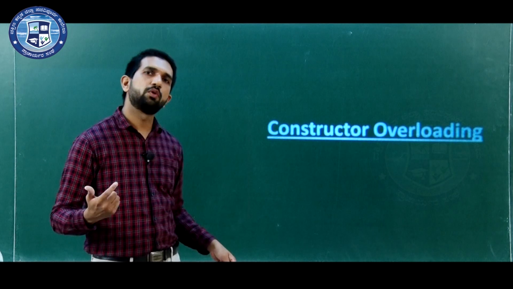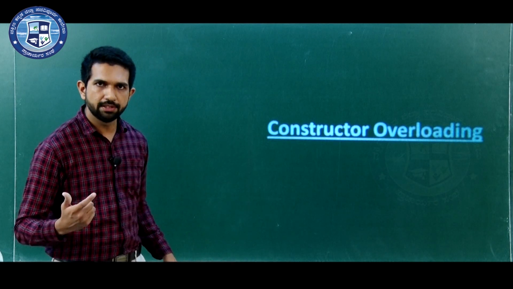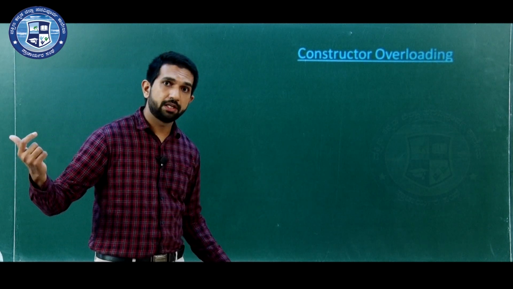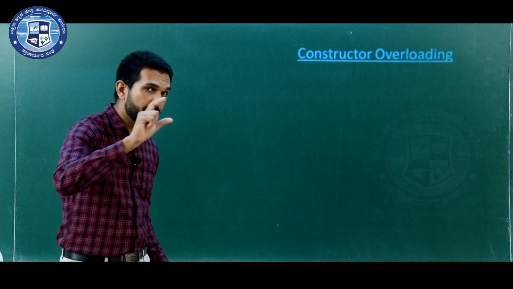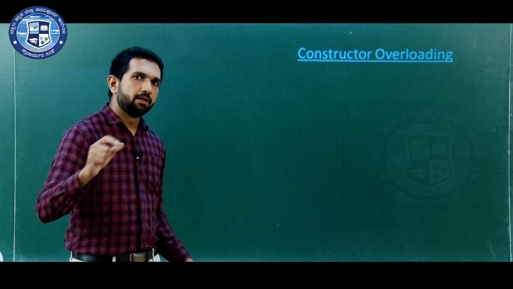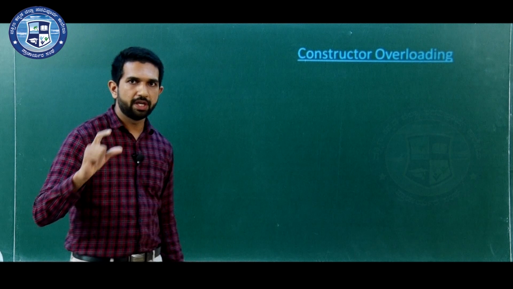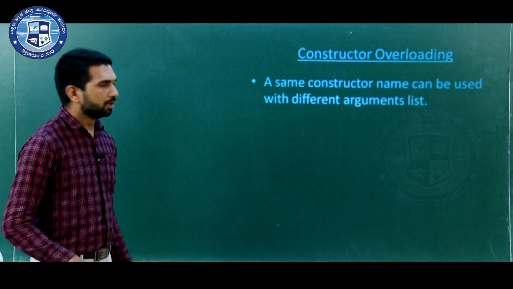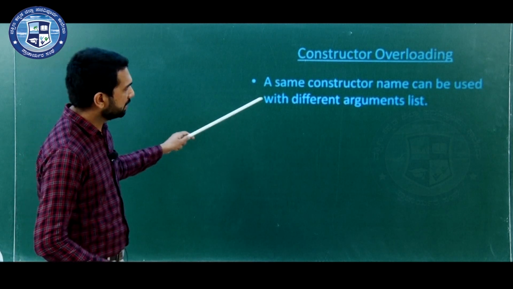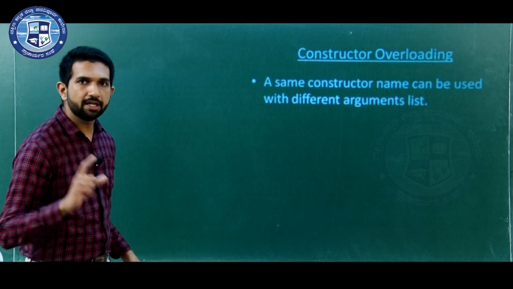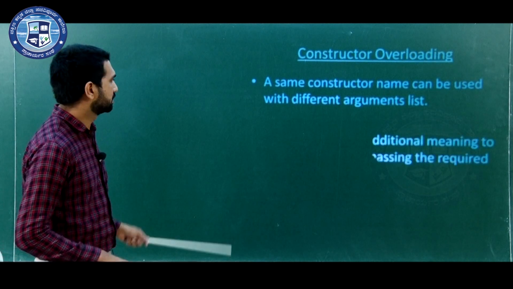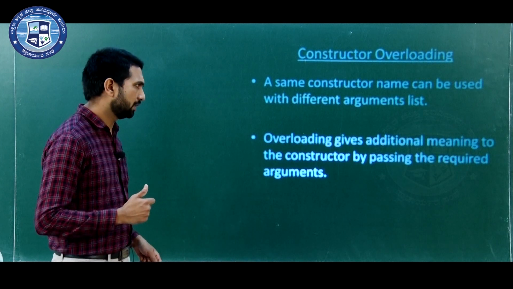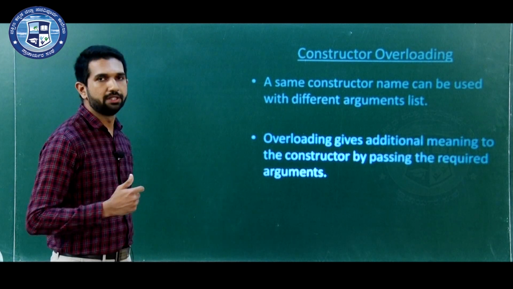So, what is constructor overloading? Constructor overloading means we can have the same constructor name with a different argument list. The number of arguments or the type of arguments should vary, but we should have the same constructor name. That is what constructor overloading is. So the definition is: the same constructor name can be used with different argument lists. Overloading always gives additional meaning to the constructor by passing the required arguments.